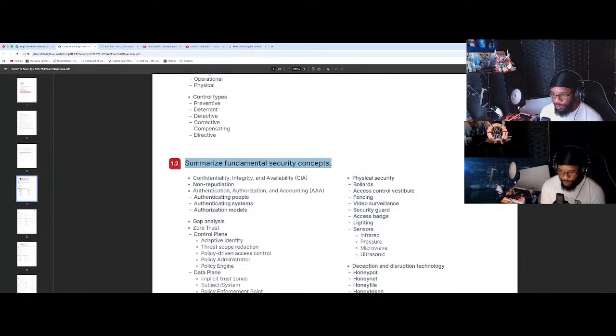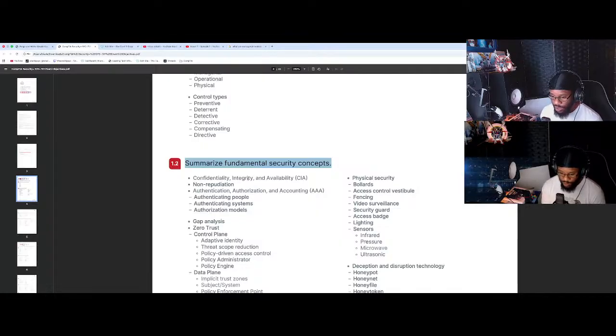Now, when we have authorization, we talk about access levels, right? So we're talking about, let's say we have security clearances, right? There's levels of access that you can have if you're authorized.